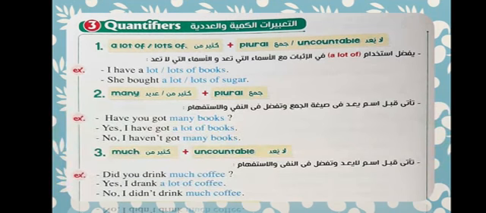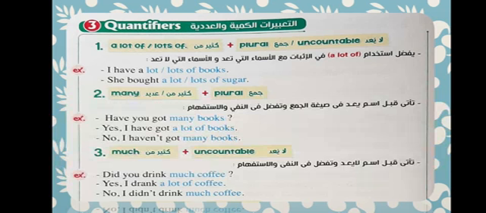Quantifiers like a lot of and lots of can be followed by the plural or uncountable. For example, I have a lot or lots of books. She put a lot or lots of sugar. But many is only followed by a plural noun, and it is preferred to come in the negative and interrogative forms. يعني بتيجي في النفي والاستفهام ده الأفضل يعني.